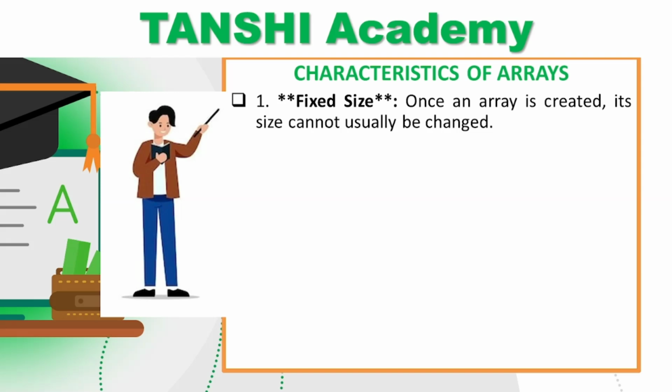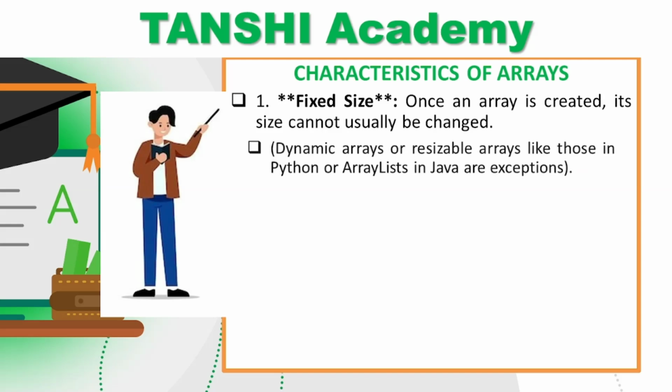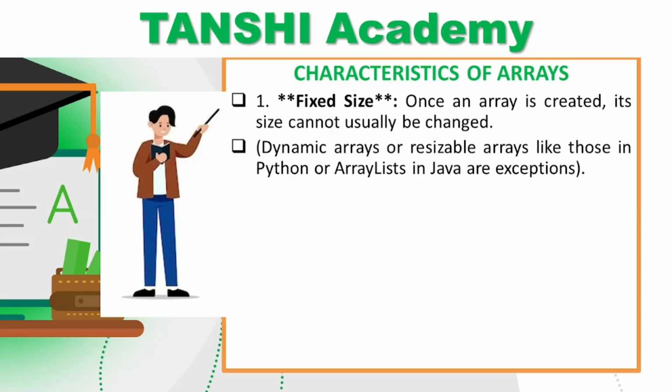Characteristics of arrays. The first characteristic of an array is fixed size. Once an array is created, its size cannot be changed. So if you declare an array and the size is 10, you cannot easily modify or change the size of that array. You might have to declare it again or modify the size of that array. So once an array is created, its size cannot usually be changed. But dynamic arrays or resizable arrays like those used in Python or array lists in Java are exceptions. So we should take note that is an exception.